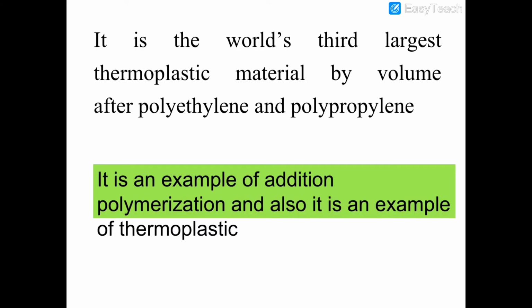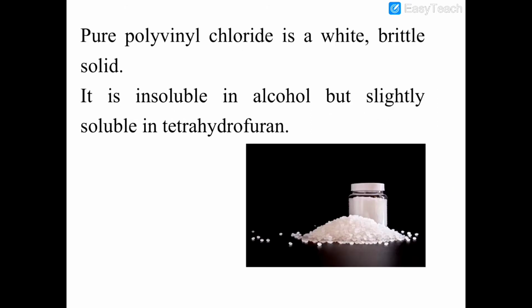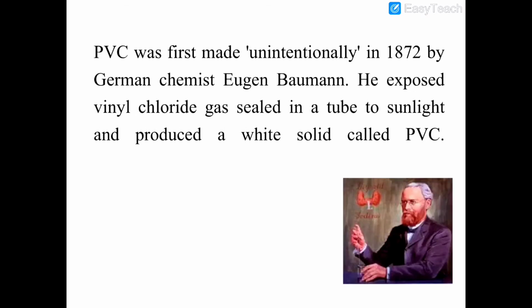PVC is the world's third largest thermoplastic material by volume after polythene and polypropylene. It is an example of addition polymerization and also an example of a thermoplastic. That is, PVC is an addition polymer and it is also a thermoplastic. Polyvinyl chloride is a white brittle solid. It is insoluble in alcohol but soluble in tetrahydrofuran.